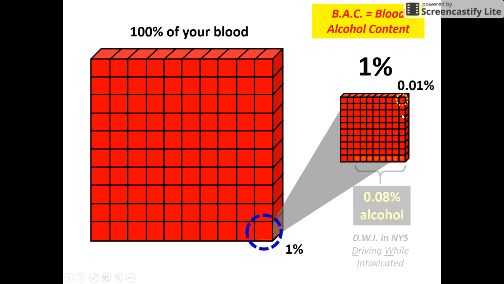Now in New York State, if your blood reaches a level of 0.08% alcohol content, that is called DWI, driving while intoxicated. So 8/100ths of 1%, and you can see right down here, that's not very much alcohol in your bloodstream to have a pretty strong effect and to get you in big trouble if you happen to be driving or something like that. And you'll learn more about that later in this activity.